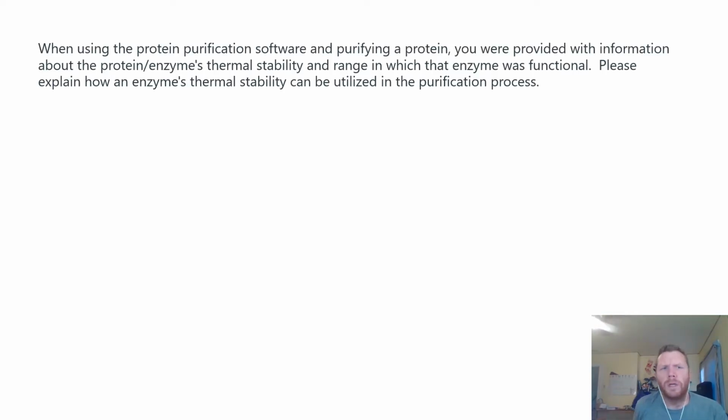The first question reads, when using the protein purification software and purifying a protein, you are provided with information about the protein or enzyme's thermal stability and range in which that enzyme was functional. Please explain how an enzyme's thermal stability can be used in the purification process. Okay, so one of the ways that this was presented is you would see something like enzyme stable up to, let's say, 50 degrees Celsius.